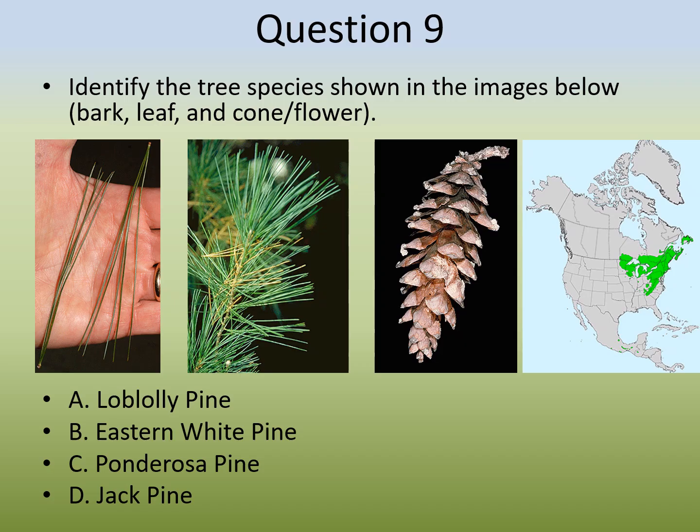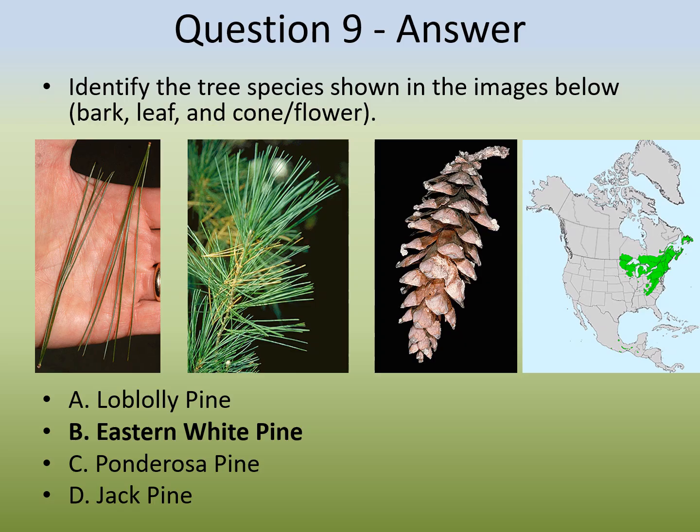Question 9. Got another pine species. Needles in bunches of 5. Grows in the Northeast and the Lake States. Is it A, loblolly pine, B, eastern white pine, C, ponderosa pine, or D, jack pine? The answer is B, eastern white pine.